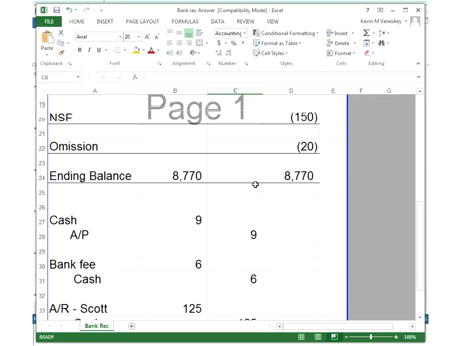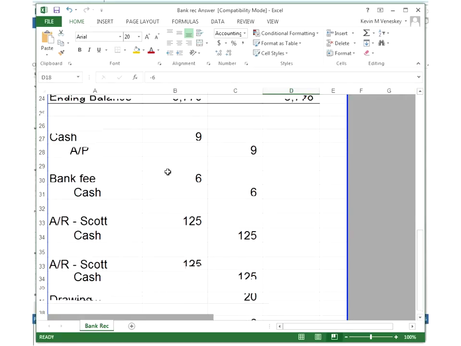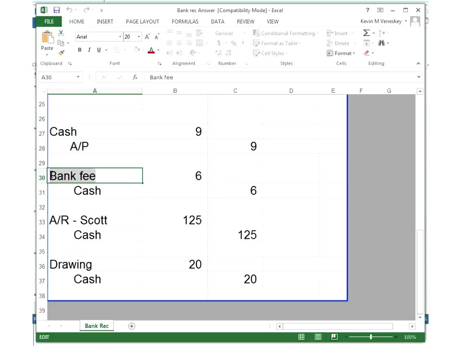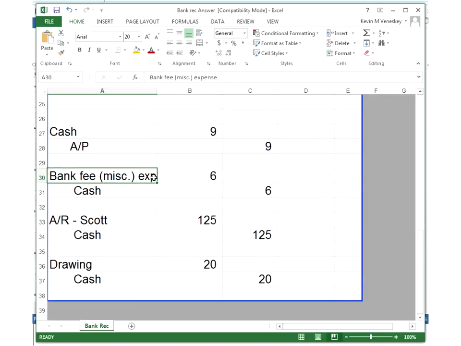Now, I got to do the journal entries. The first entry that I left off with was the bank fee, so I need to show that. And in your Wiley Plus or in the My Accounting Lab, it's going to show it as miscellaneous expense. I call it a bank fee expense. It doesn't matter to me, or you're going to find in the real world it could be either. But just knowing that it is an expense. So again, in My Accounting Lab, it's going to show up as a miscellaneous expense.